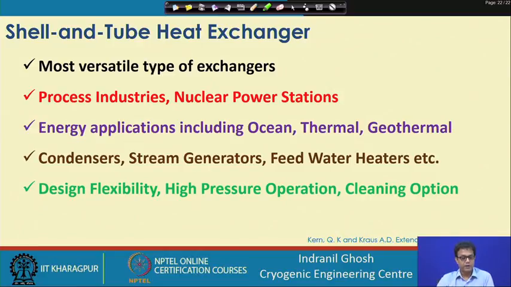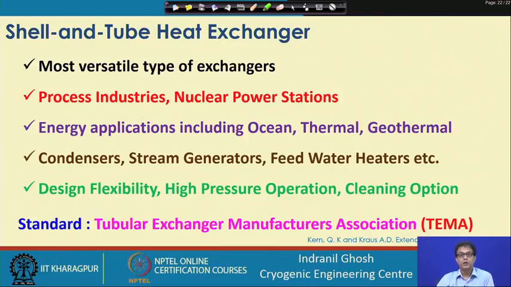But again, it is so versatile that for any kind of heat exchanger design, we have a guideline given by the Tubular Exchanger Manufacturers Association, in short TEMA, and they tell you exactly what standards are to be followed for the design of the heat exchanger.